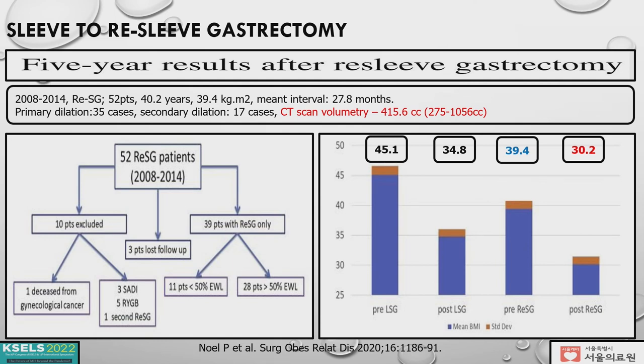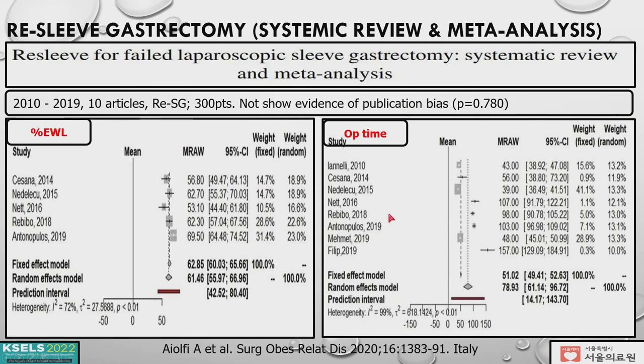39 patients had the re-sleeve from the total, and 28 patients had more than 50% excess weight loss. You can see that in the meta-analysis 10 articles were included and 300 patients were included in this study, and there is no publication bias.